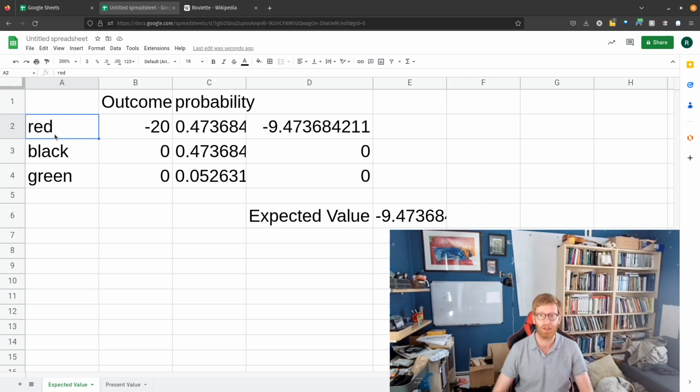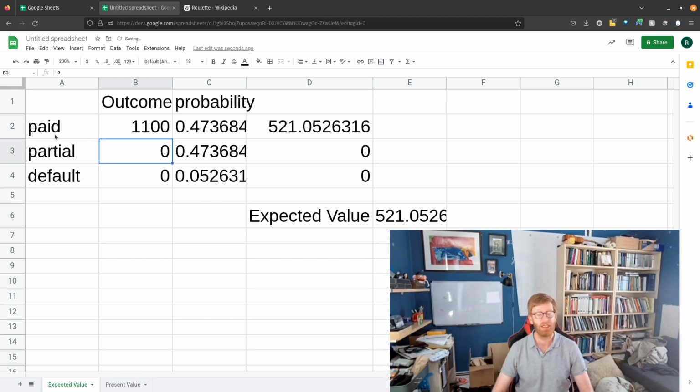Let's do one more. So let's say you are a bank and you issue a loan. So maybe you get paid back. Maybe you get a partial payment, and maybe you get a total default. So you've got this loan. Let's say you loan someone $1,000, and if they pay you back with interest, they're going to give you back $1,100. If they maybe aren't able to completely pay this loan, but they pay part of it before they stop, maybe you get $500, and then if they default entirely, you lose everything.